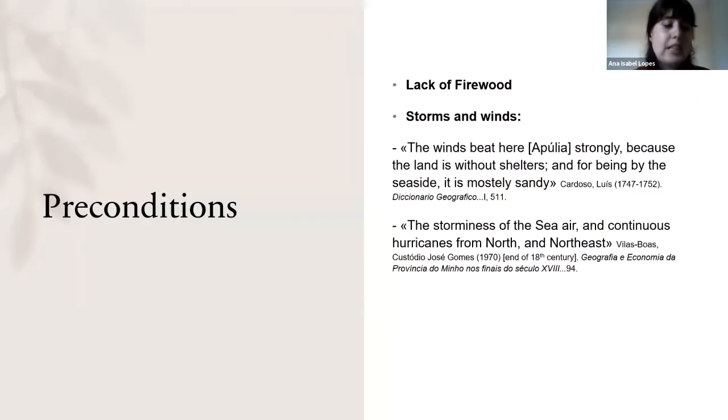The descriptions also describe what may have been the preconditions for the occurrence of drift sands, namely wind or more extreme hydrological and geological events, such as hurricanes, and deforestation, when the lack of firewood is mentioned in Caminha village or on the south bank of the Cabo de River.